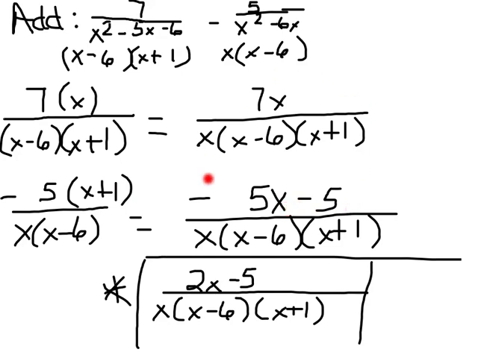Now when I go to add these, I'm going to see that I've got a couple of like terms. I've got 7x here minus 5x. So I do have to reduce that or do the addition subtraction. When I do, I get 2x minus 5 over my denominator of x, x minus 6, x plus 1. Let's do another one.